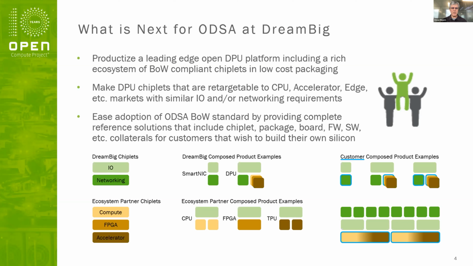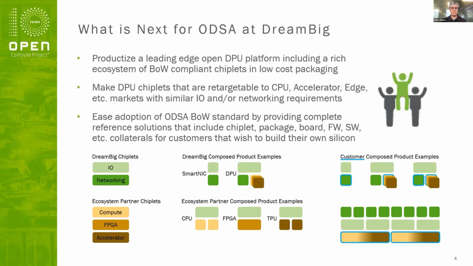So on the bottom of this slide, I have some examples. On the left, the types of chiplets that we're developing ourselves and with our ecosystem partners. DreamBig is developing I/O hubs and networking chiplets. And then partner companies are building compute and FPGA and accelerator chiplets.